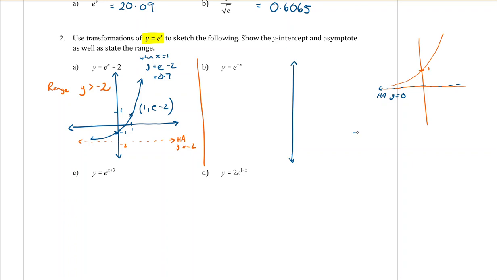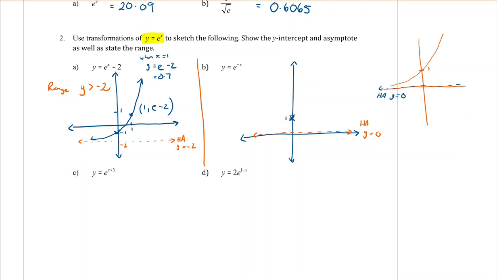So first of all, there's no number on the end. We haven't added or subtracted anything on, so the horizontal asymptote is not going to move. So let's draw that on there. Here it is in its original position, horizontal asymptote at y is equal to 0. If I were to sub in x equals 0, e to the power of minus 0 or e to the power of 0 is still equal to 1.